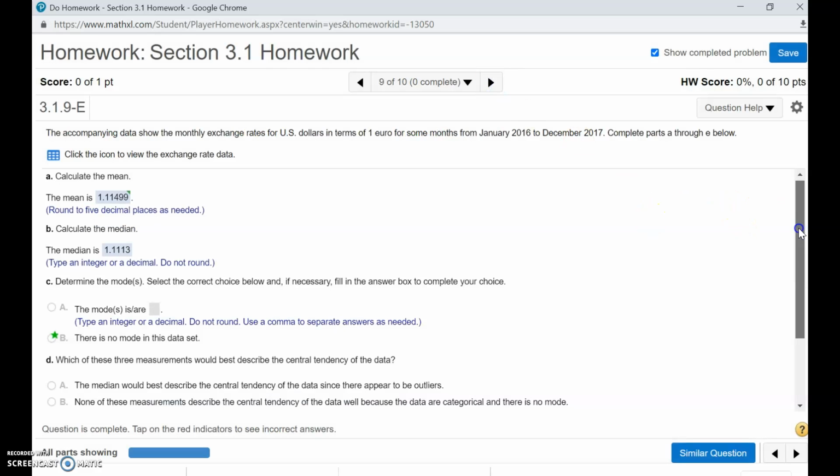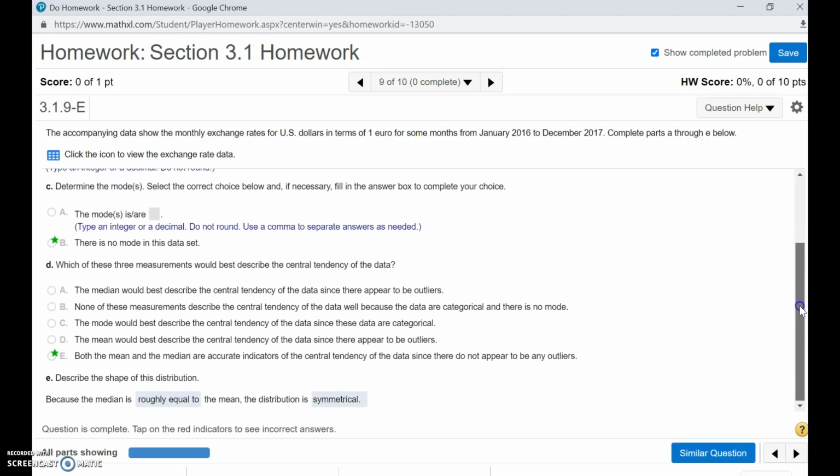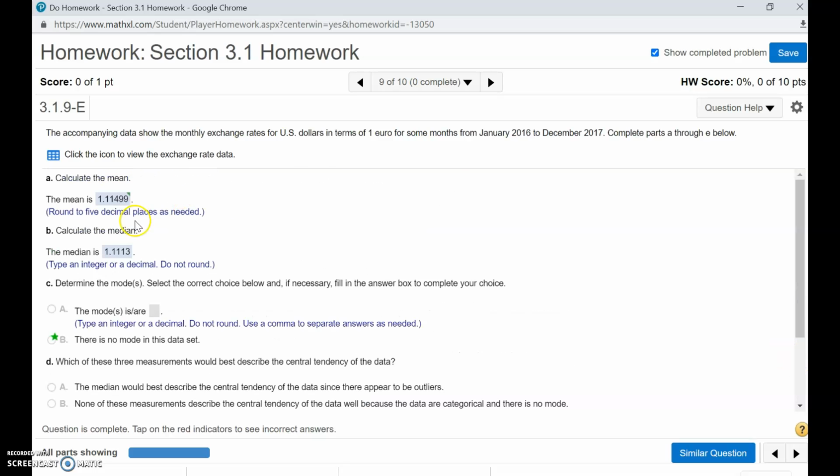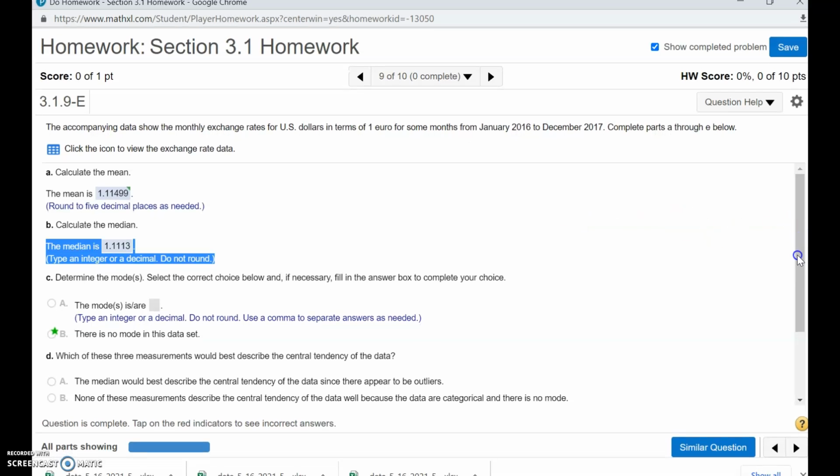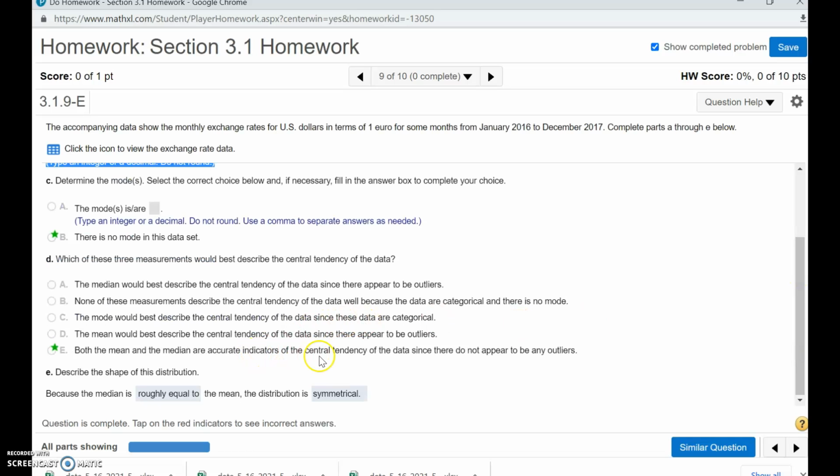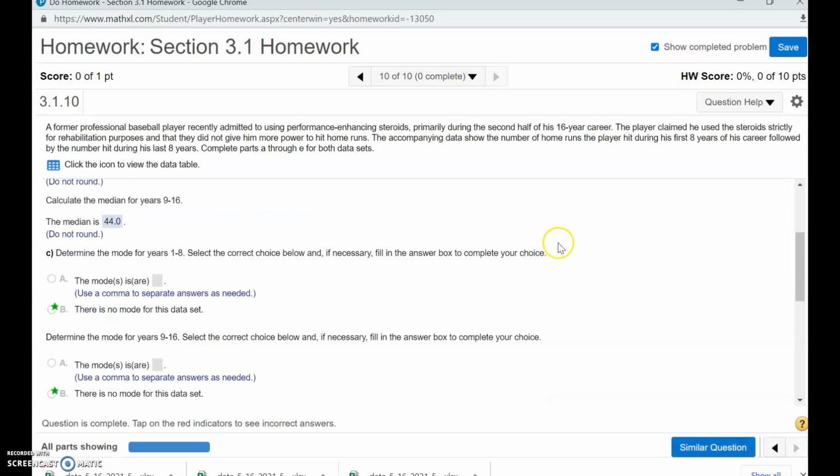Question 9 is the same. You're going to calculate the mean, the median, and the mode. If you look at the mean and median here, the mean is 1.114 and the median is 1.11, so it's very close. They're not exactly the same, but since they're so close, you could use either the mean or the median. Because the median is roughly equal to the mean, the distribution is symmetrical.